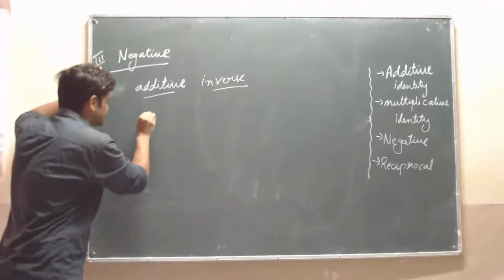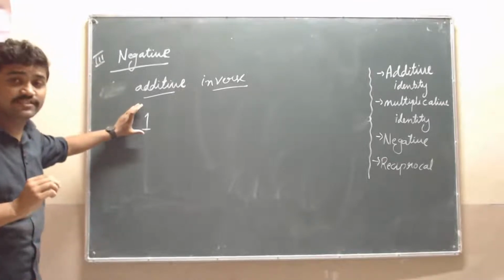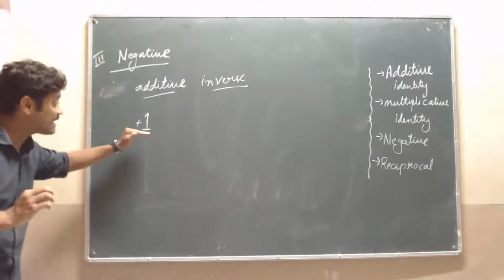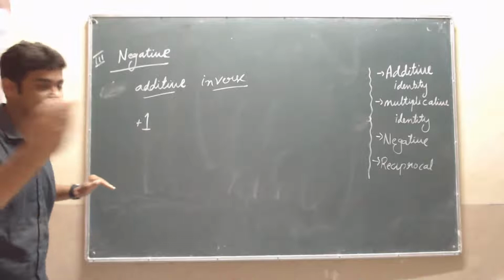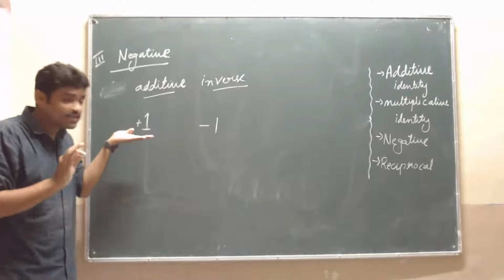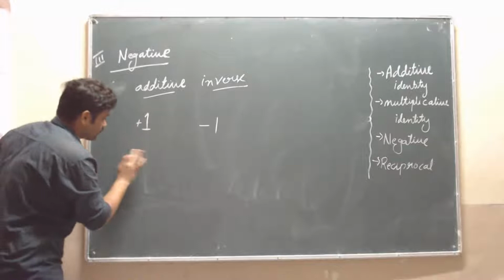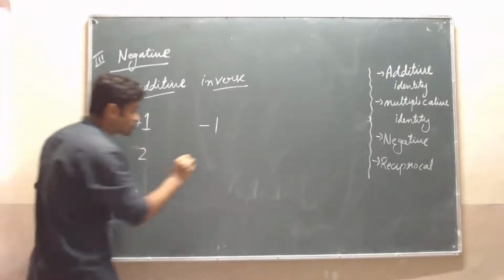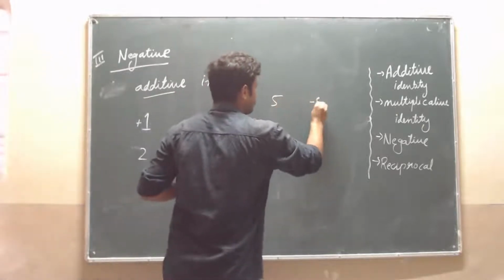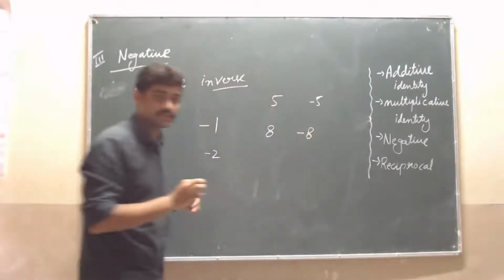First take a natural number, that is 1. What is the negative of this 1? Plus 1. Then what is the negative of plus 1? Simple, that is minus 1. Understood? Negative of plus 1 is minus 1. Negative of 2 is minus 2. Negative of 5 is minus 5. Negative of 8 is minus 8.